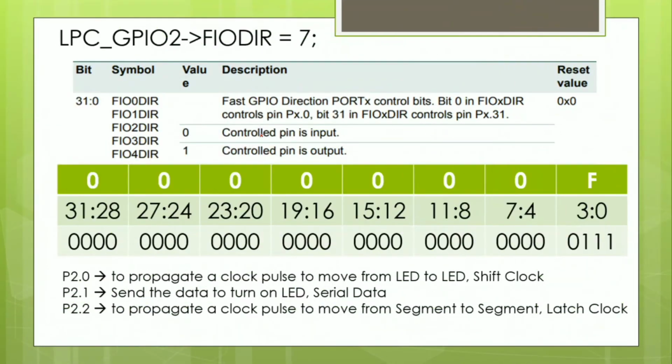So look at the next slide. Here I am doing the same thing. FIO2DIR, I am defining the direction here. If you give 0, it is taken as an input. If you give 1, it will be made an output. Now I am taking this GPIO port 2. It has 32 pins from 31 to 0. The last 3 pins you are making 111, which is nothing but the output pins. The same thing I am writing here.